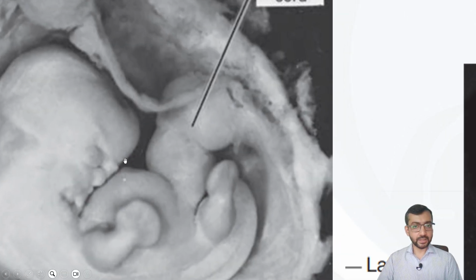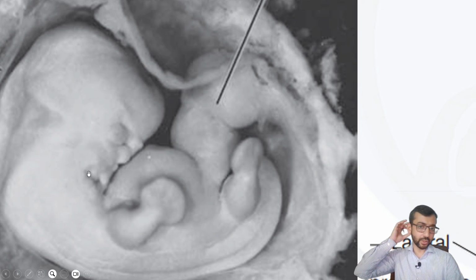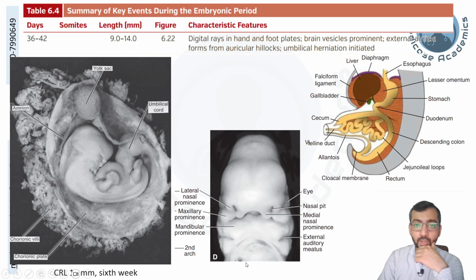The external ear begins to form somewhere here. You see here the external layer will begin to form, like this area will become the auricle, your pinna will begin to form. The face becomes more like human. This is coming more near the midline. The eye area, the nasal pit area, the medial and lateral nasal prominences, the external auditory meatus, things are coming here.